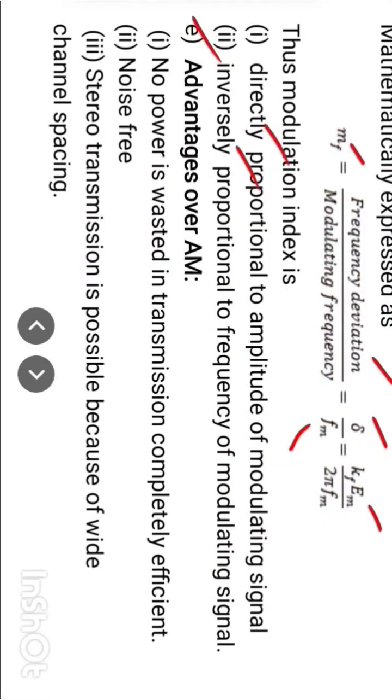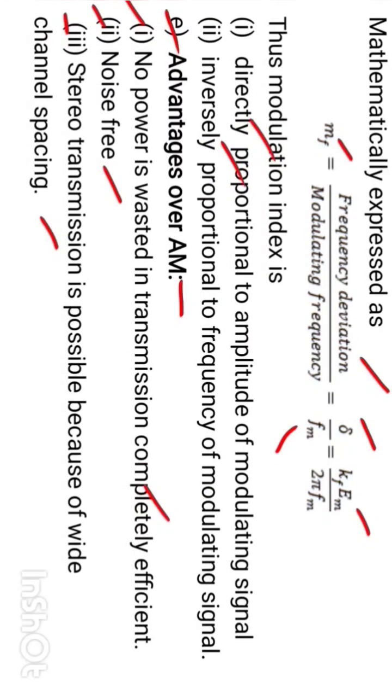Advantages of FM over AM. Number 1, no power is wasted in transmission, completely efficient. Second, it is noise free. Third, stereo transmission is possible because of wide channel spacing, because channel spacing in FM transmission is 40 kilohertz.